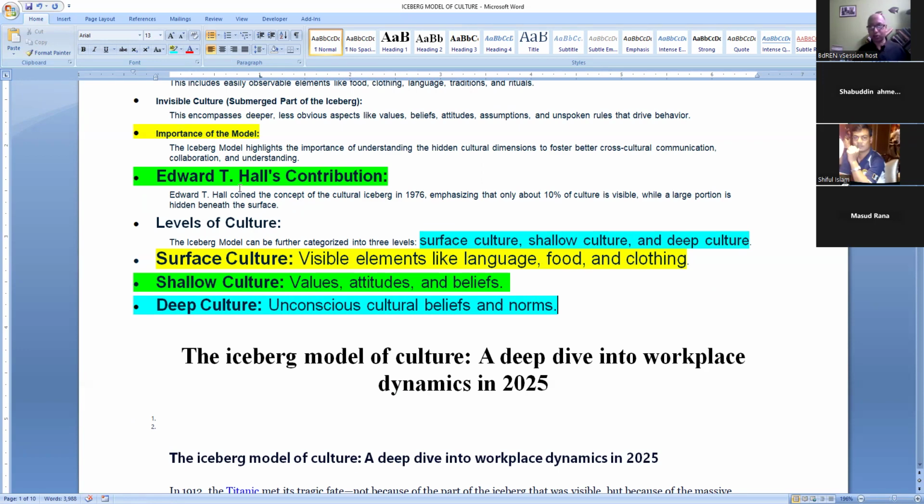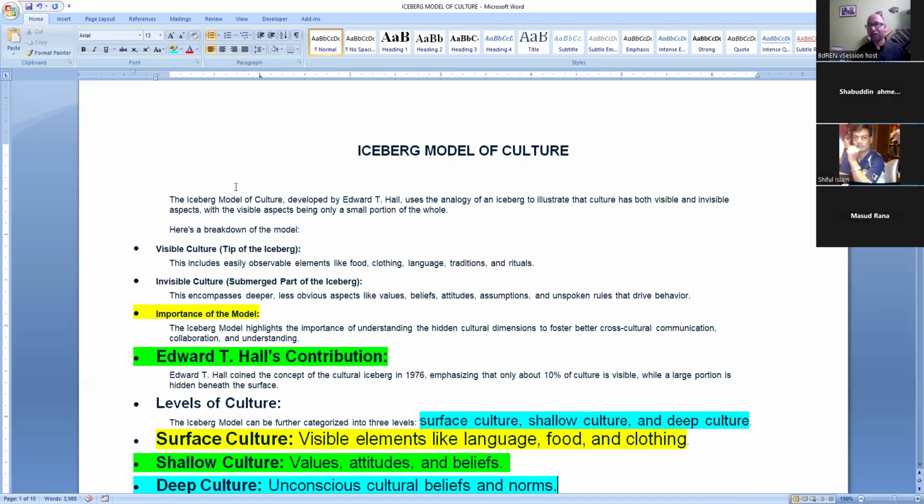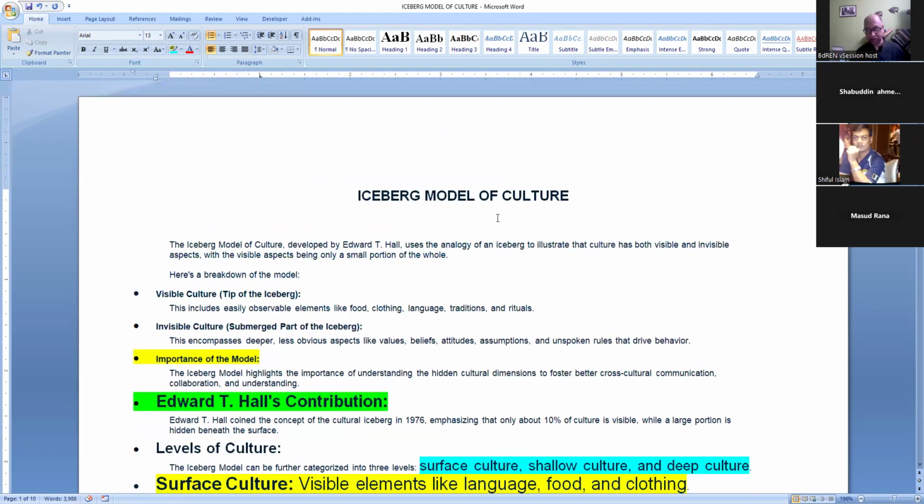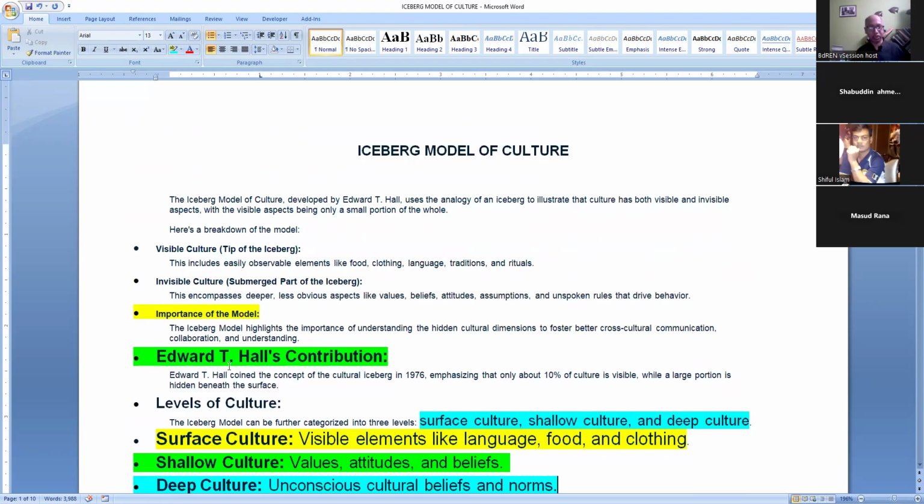And the Iceberg model says that culture is both visible and invisible. I am just summarizing my lecture up to this. The Iceberg model, which is given by Edward T. Hall, a theorist, says that culture is both visible and invisible, as the iceberg, which usually floats on the water.